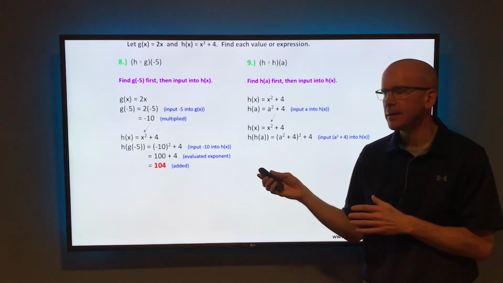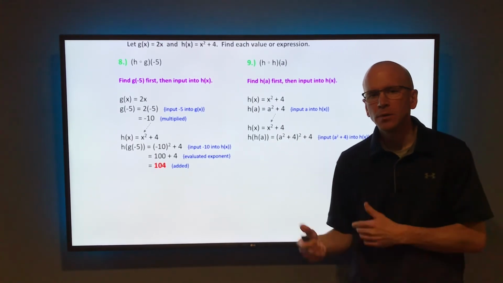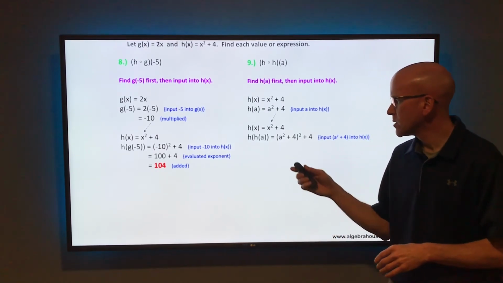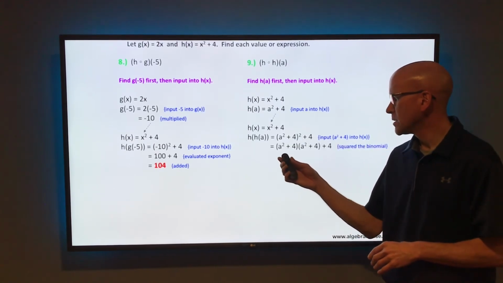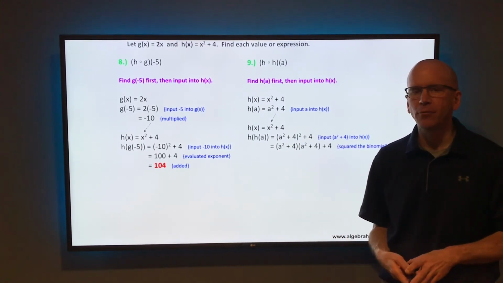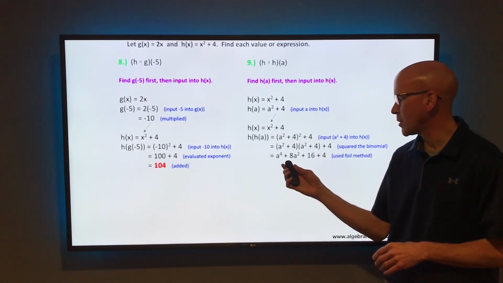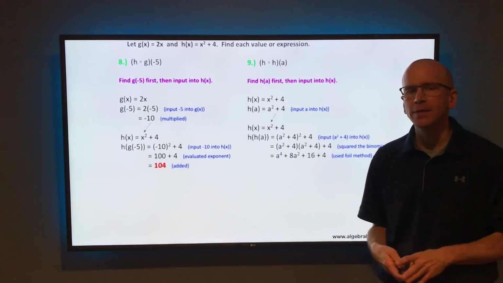Now keep in mind, it was x squared, so that's a squared plus 4 squared. When you square a binomial, when you square anything, you have to multiply it by itself. So we'd be multiplying a squared plus 4 by a squared plus 4. So when you multiply that by itself, you have to use the FOIL method or distributive property. If you do that, it's going to be a to the 4th plus 8a squared plus 16. Don't forget, you still have that plus 4 on the end.